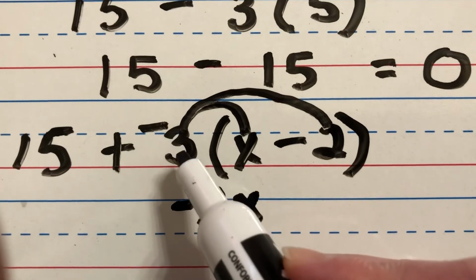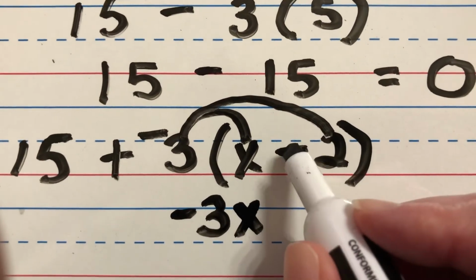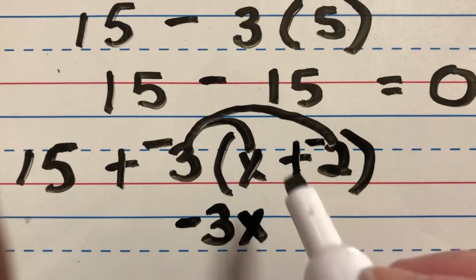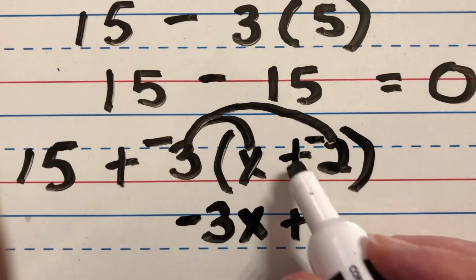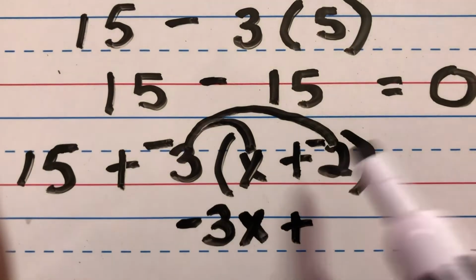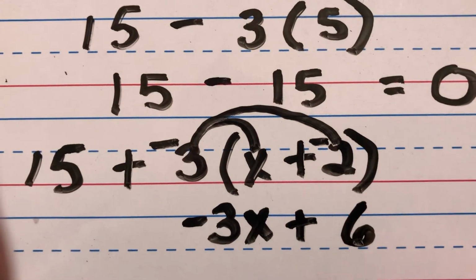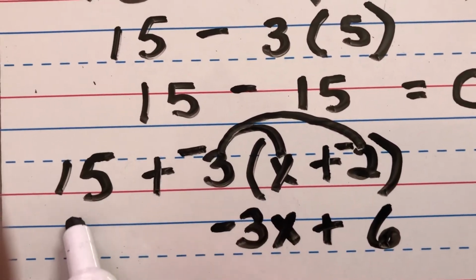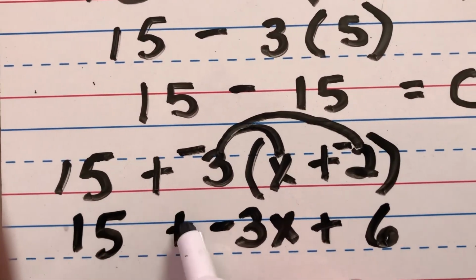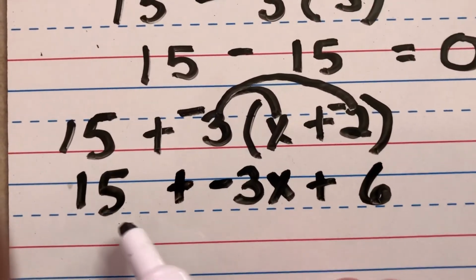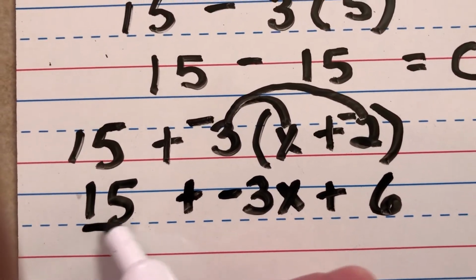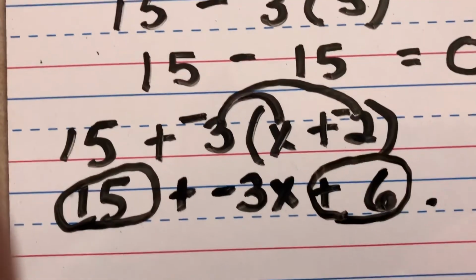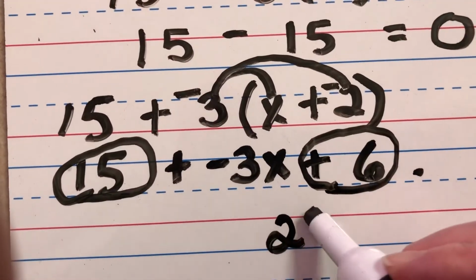And then negative 3 times, and it might be helpful to change this to plus a negative so that you remember you're going to be adding. A negative 3 times a negative 2 is a positive 6. So you're going to do the multiplication first before you would do 15 plus. Then from here, we collect our like terms. So I'm going to gather together the 15 plus 6, and that's 21.